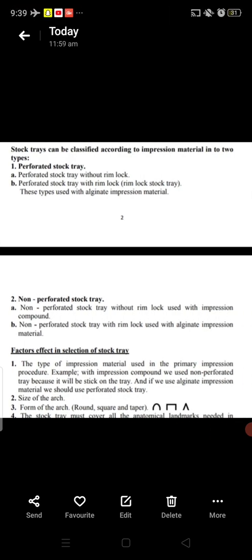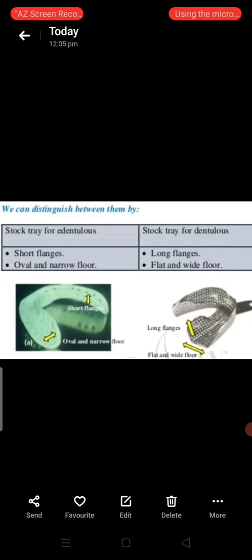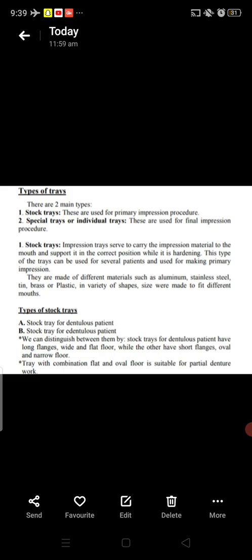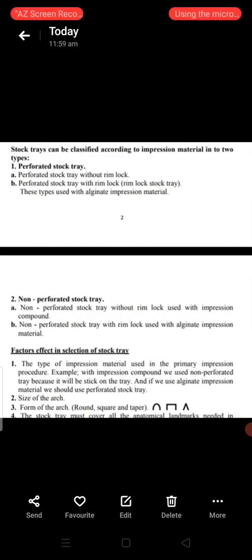Now come to the classification of stock trays. First, we divide the stock tray on the basis of patient mouth condition, like dentulous or edentulous. Second, stock trays can be classified according to impression material into two types. Number one is the perforated stock tray, which has pores, and next is the non-perforated stock tray.